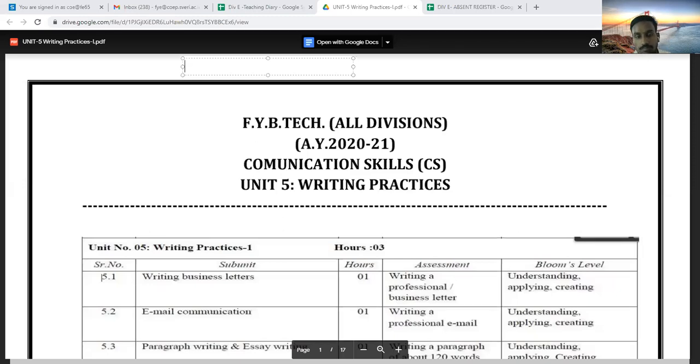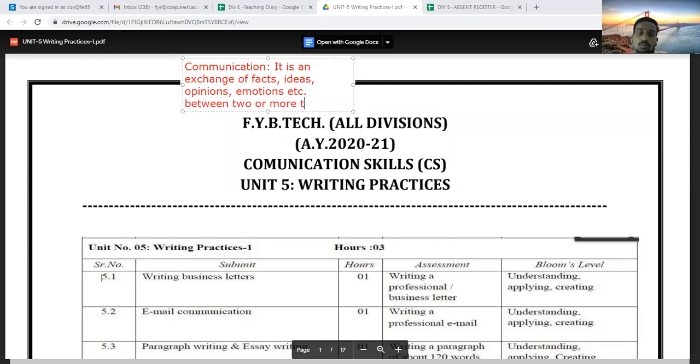Okay, so what is communication? It is an exchange. Exchange of what? Exchange of facts, ideas, opinions, emotions, etc. And this exchange is between what? Between two or more than two persons. This is communication. Maybe you have studied it, or perhaps you know or don't know.